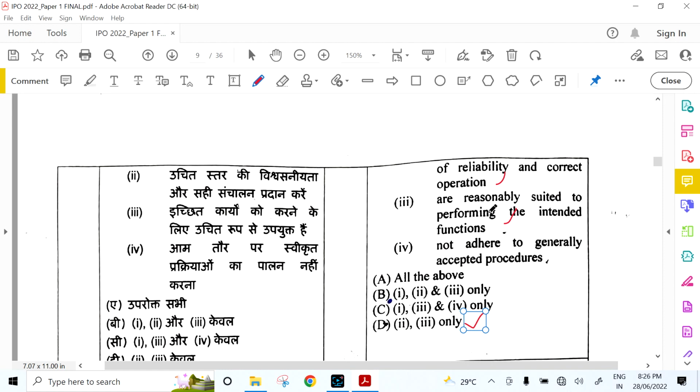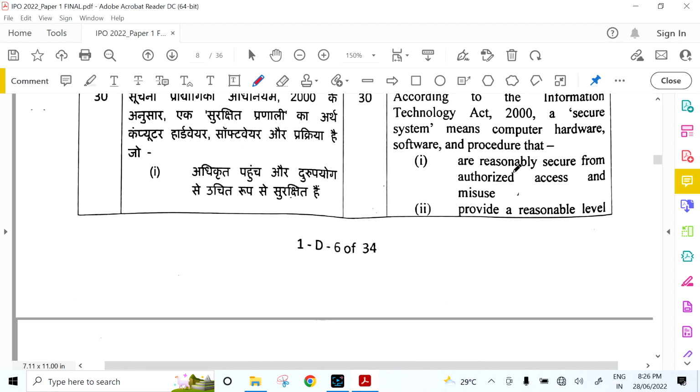This one and this one are reasonably suited to performing the intended function. These two are correct. The remaining one does not adhere to the generally accepted procedure. This should go away, then it will be correct. And here, they are reasonably secure from unauthorized access. So here it should be unauthorized, then it would have been correct.